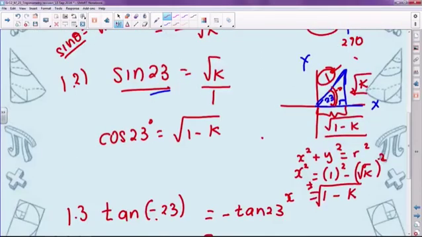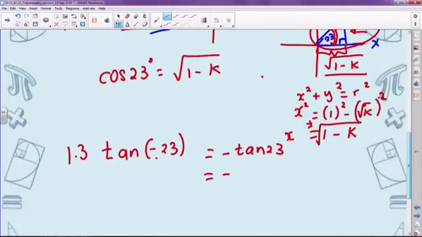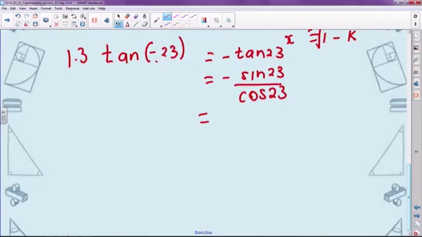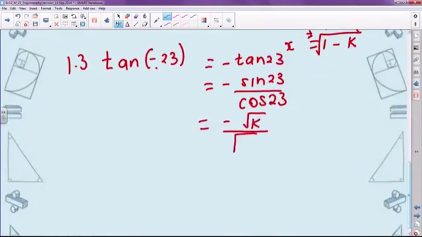I said to you there's two ways you can do this. You can go back to your Pythagoras diagram and read off tan there, or we can remember that tan of 23 is sine 23 over cos 23. And we were given that sine 23 was the square root of k. We just worked out that cos of 23 was square root of 1 minus k. In its simplest form, because these are both square roots, we can write this underneath 1 square root as follows. So this would be the square root of k over 1 minus k.